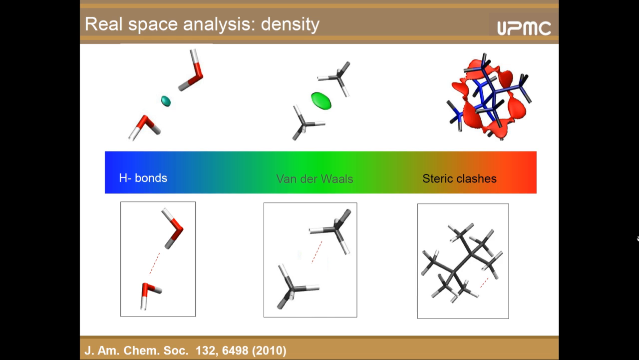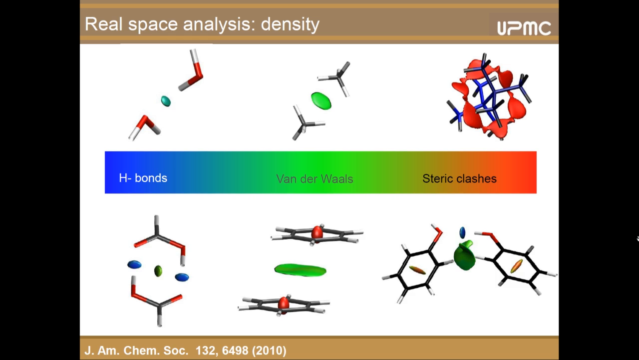We can also apply it to systems which are more complicated, where different interaction types are mixed together. So now you can easily see the two hydrogen bonds, which are very strong, stronger than the one in the water dimer. The van der Waals stacking, the steric repulsion inside the rings, and now we have here the hydrogen bond in between the alcohols, van der Waals, and the repulsion inside the rings.